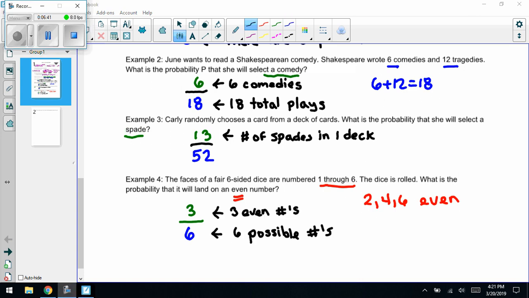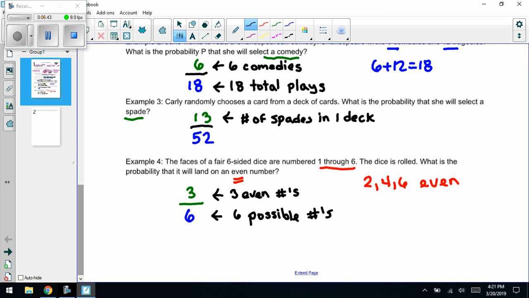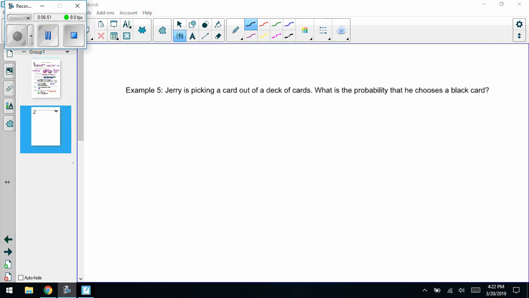And we'll take some good notes for when you go and do these on your own. You'll have some great references to refer to. Last example before you move on and do some on your own. Example 5 says Jerry is picking a card out of a deck of cards. What is the probability that he chooses a black card?